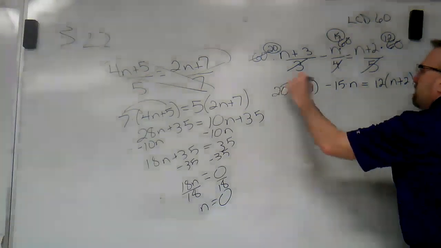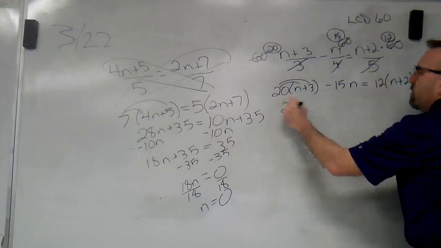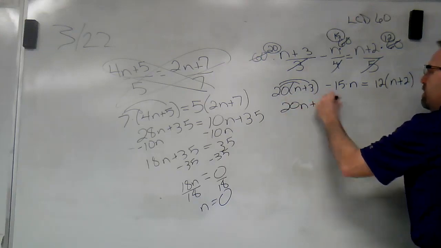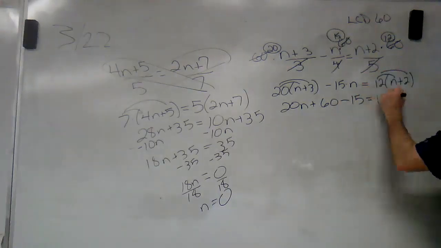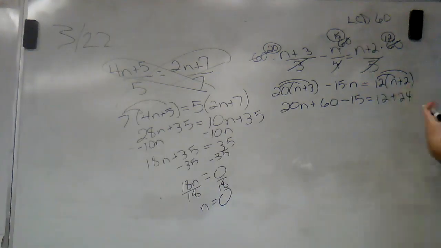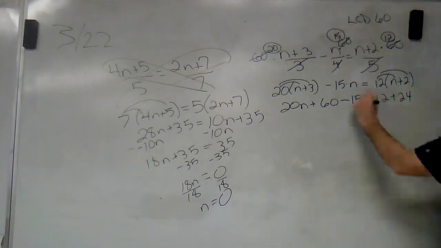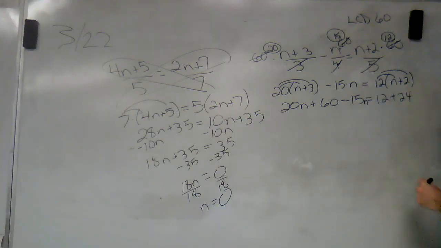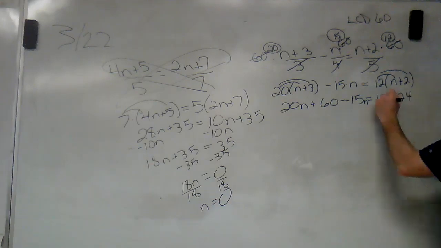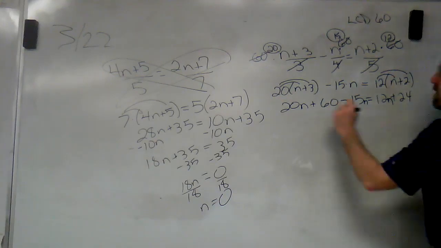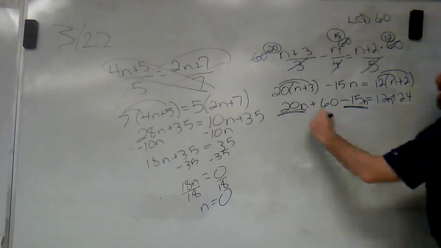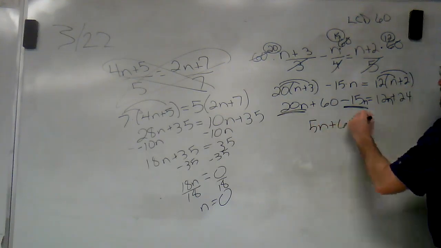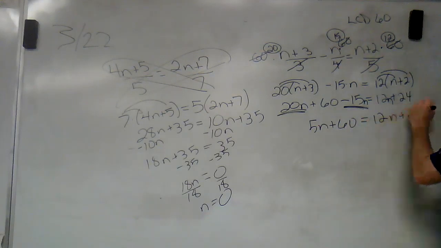Number next to a parentheses, distribute. 20n plus 60 minus 15n. Distributing in 12n plus 24. So we're not anywhere yet to where we're solving, but we're making it simple, and that's what we want to do. All right, so this side, we have 20n minus 15n. What's 20n minus 15n? 5n plus 60, 12n plus 24. Now we're getting simpler to where we should be able to figure out what to do.